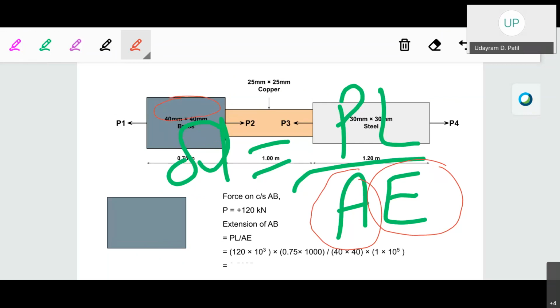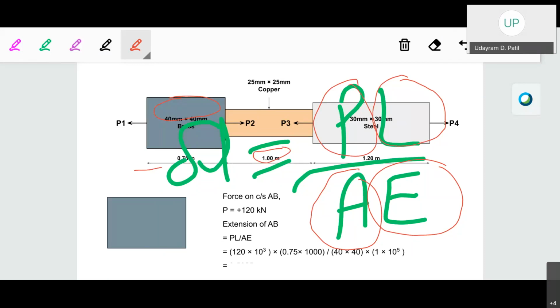The rectangular section is 40 mm by 40 mm, so we can easily calculate the area. The length is also given here, 0.75 m, so we have the value of L also. So we only have to calculate the value of P.